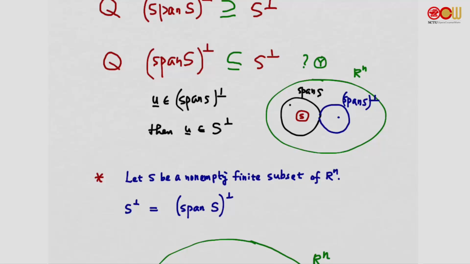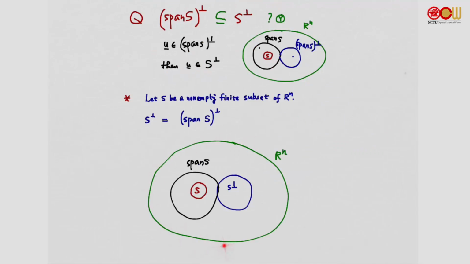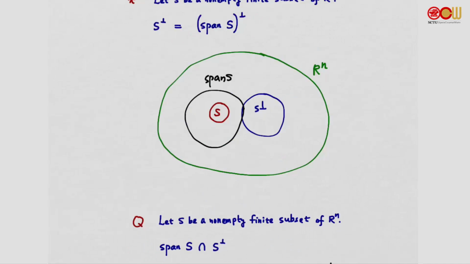And this is true whenever S is a non-empty finite subset of Rn. Here we have Rn, and this is S, this is span S, this is S perp, and this is Z, which is in fact the same as span S orthogonal complement. There's an interesting property about the intersection of span S and S perp.